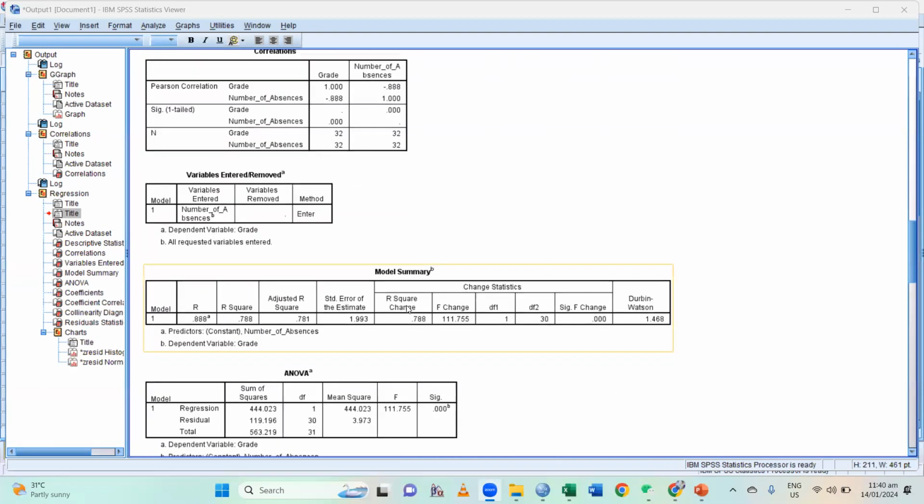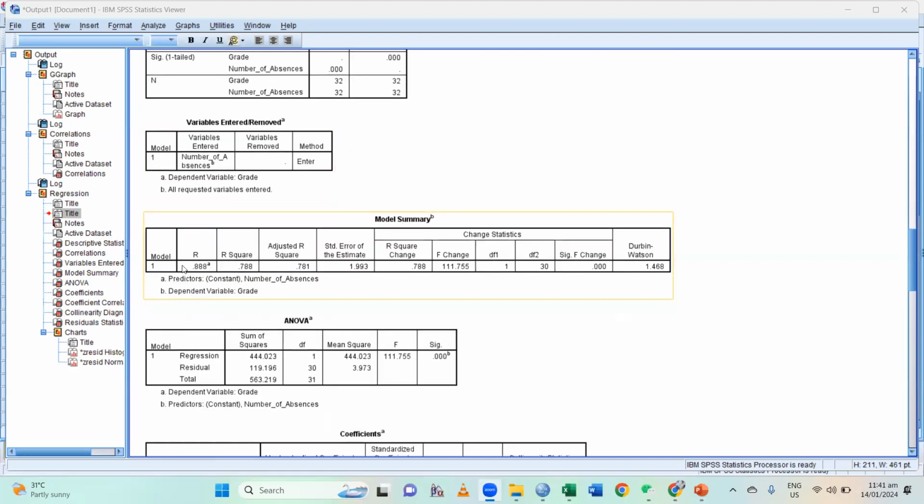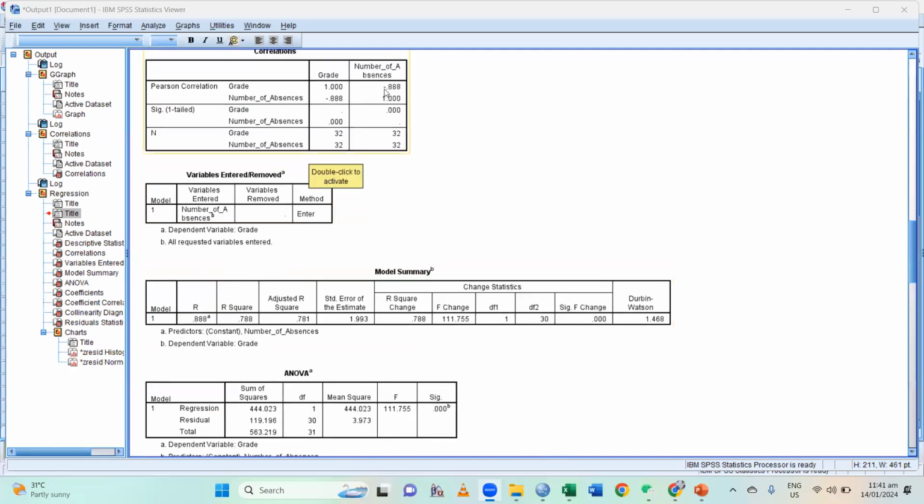And so in this case, the variables entered, number of absences. This is your independent variable. And so you see, your R here is 0.888. Here, it's negative 0.888. But again, that's why in the model summary part, it just gets the absolute value. Positive man na siya or negative, it just places the positive value.